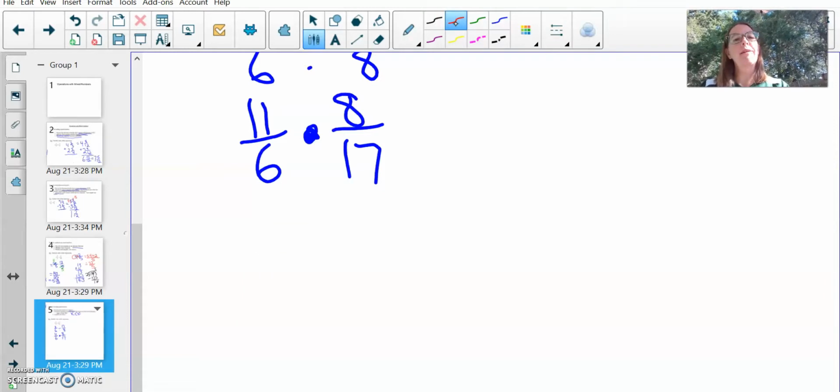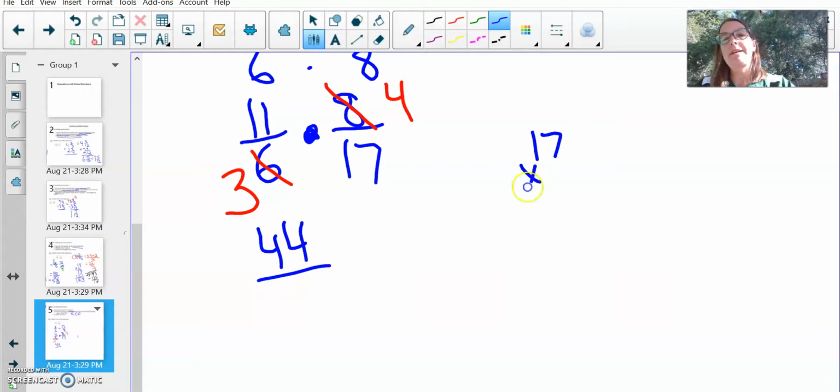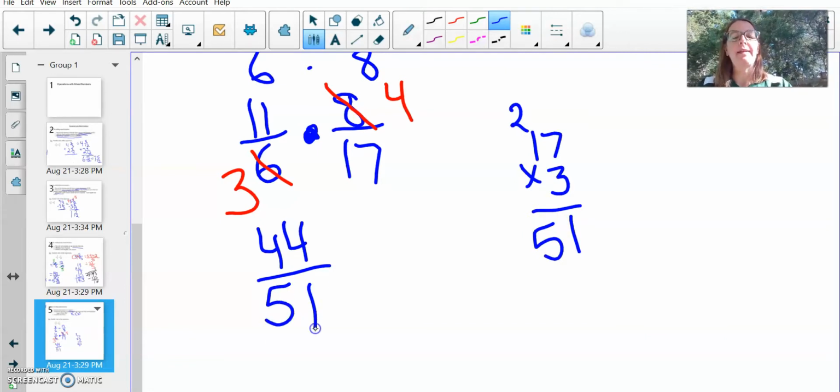Before I multiply, cross cancel. I can't cross cancel anything with the 11, but the 8 and the 6 can both be divided by 2. So 8 becomes a 4, 6 becomes a 3. Now I can multiply straight across. 11 times 4 becomes 44. 17 times 3, if I do that over on the side to help me, is 51. And that's my final answer.